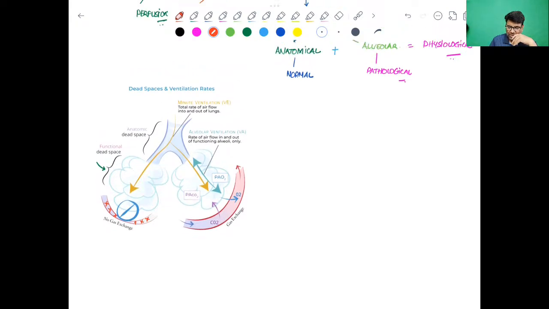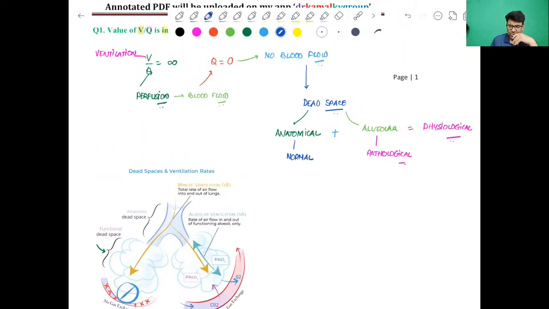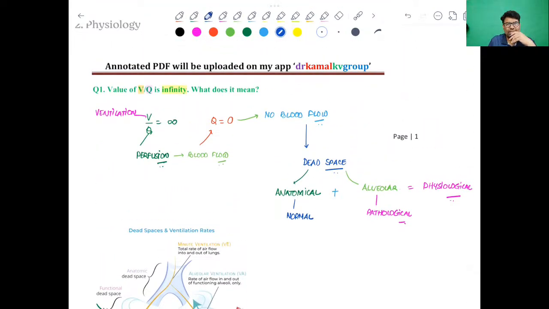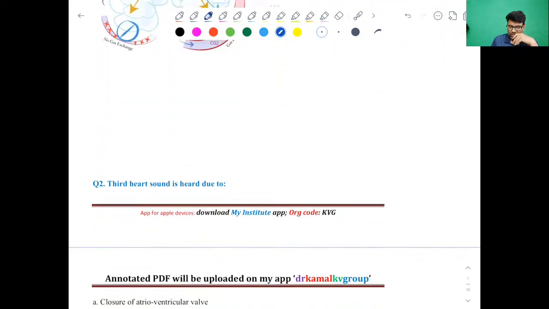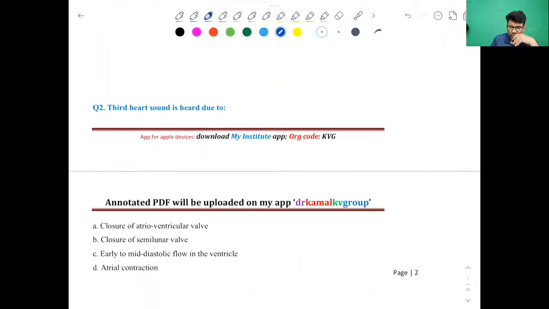And anatomical dead space, the air which is present in, say, trachea or bronchi, since there is no concept of gaseous exchange there, so whatever the oxygen is present, it cannot be used, so therefore it is anatomical dead space, right? So this equation shows that there is no blood flow, which is because of arterial blood flow obstruction, and this is actually the alveolar or the functional dead space. Clear? Now moving forward, what is the cause of third heart sound?